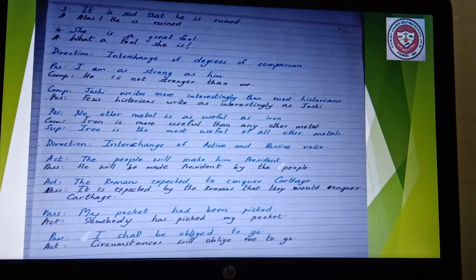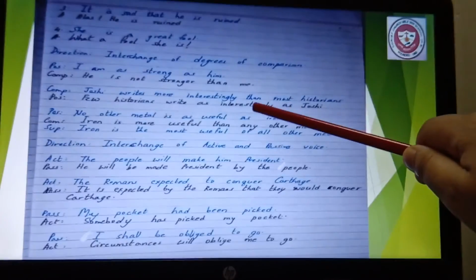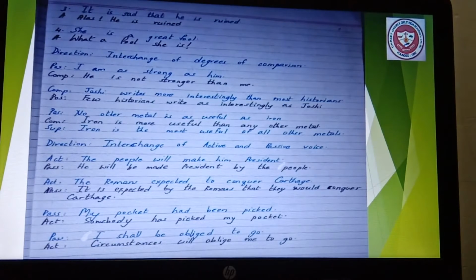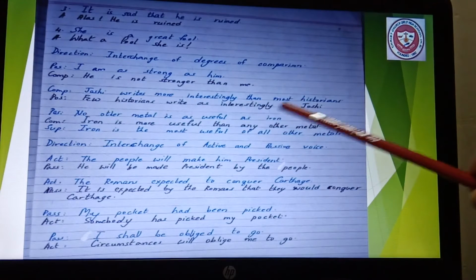Now, Joshi writes more interestingly than most historians. That means there are historians who do write as interestingly. So few historians write as interestingly as Joshi. Understood? So no other metal is as useful as iron. I've changed it to forms. First comparative. Iron is more useful than any other metal. Superlative. Iron is the most useful of all other metals. Here no other metal, that means it is the most useful one. In comparative degree, iron is more useful than any other metal.